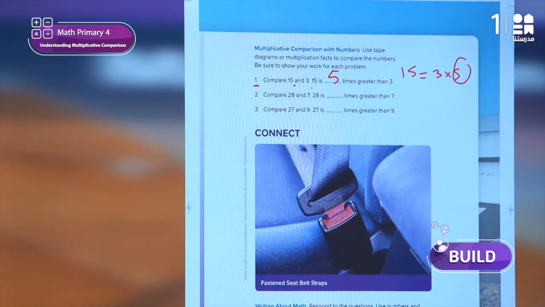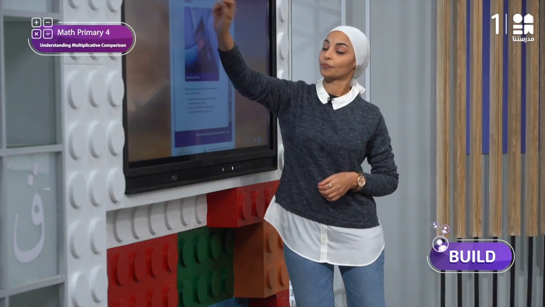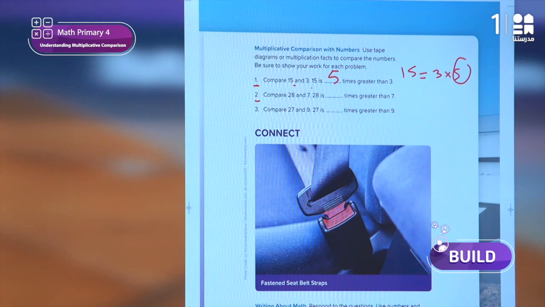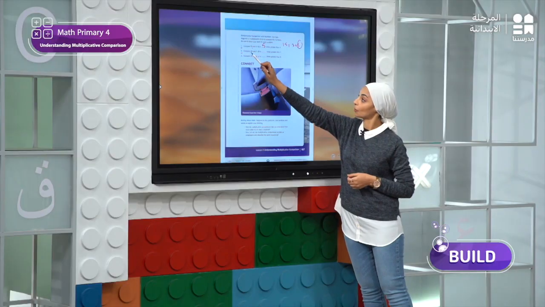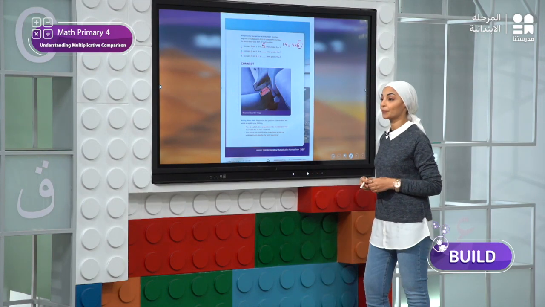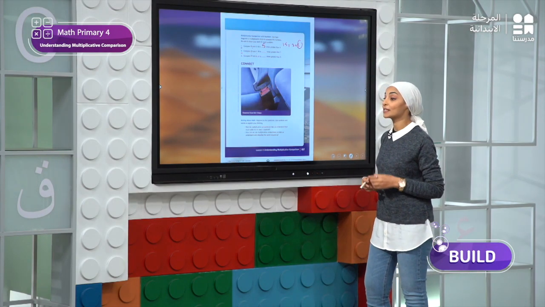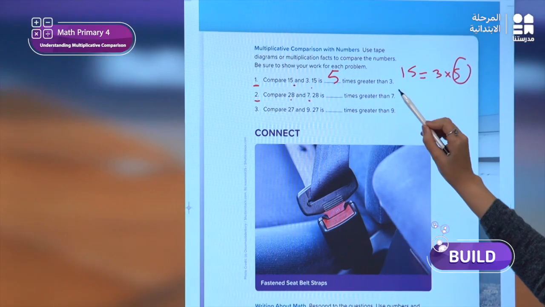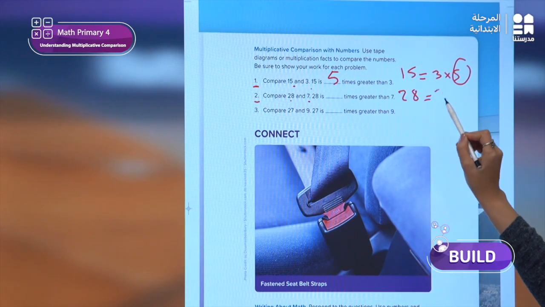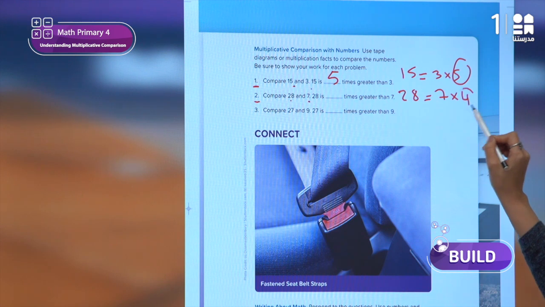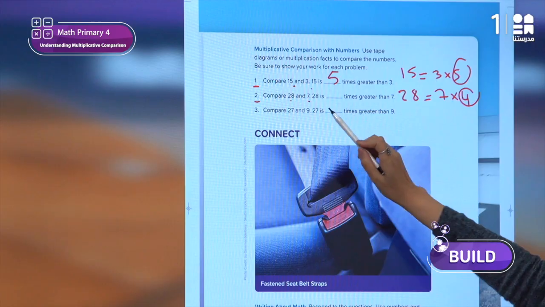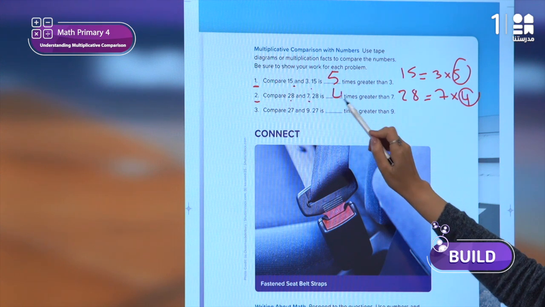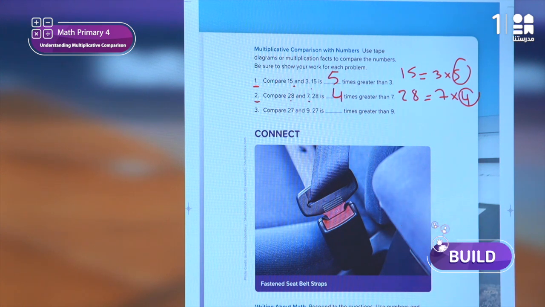Okay, now let's move to problem number 2. In problem number 2, we will compare between 28 and 7. We know that 28 equals 7 times what? Yes, 28 equals 7 times 4. What does that mean? Yes, it means that 28 is 4 times greater than 7.